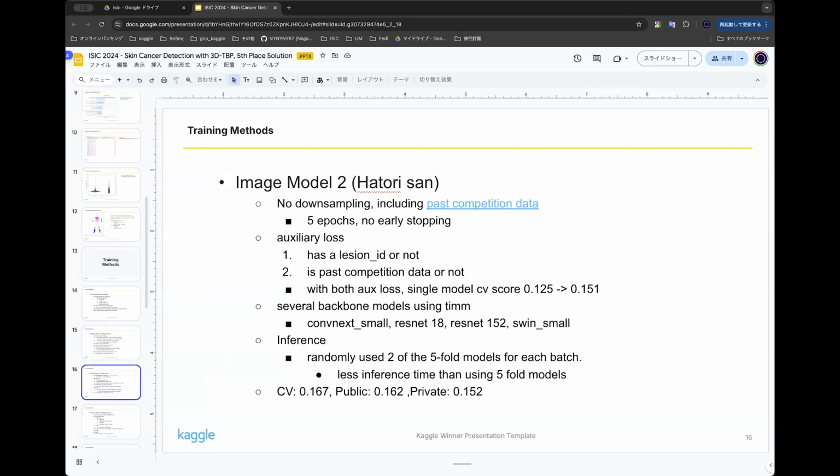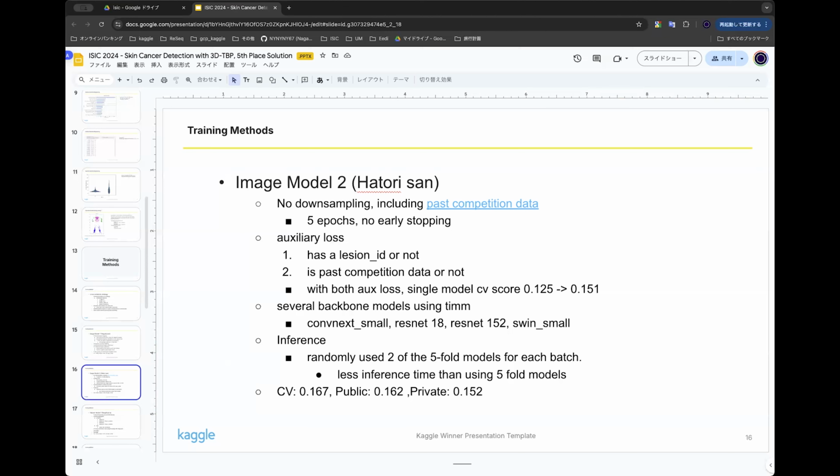Next, we introduced an auxiliary loss. There are two important factors here: whether the data has a ration ID or not. Images with a target of 1 always had a ration ID, and there were many images with has ration ID equal to 1. And whether the data is from past competitions or not. By using these two auxiliary losses, we improved the CV score of the single model from 0.125 to 0.151.